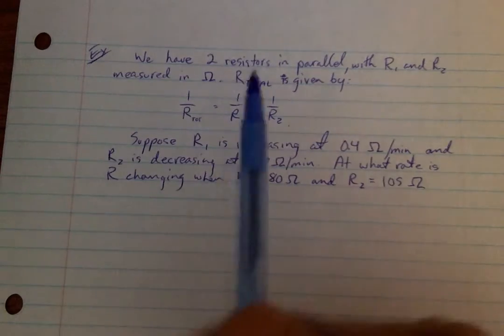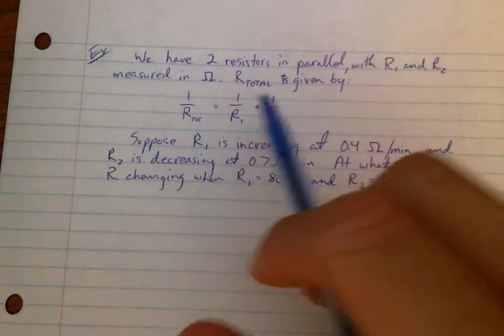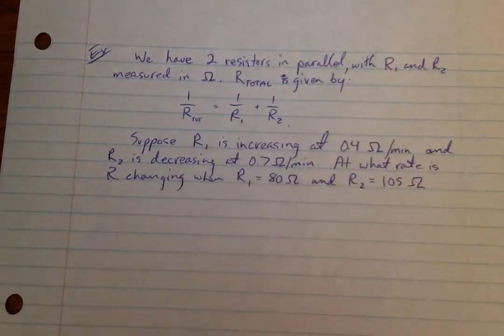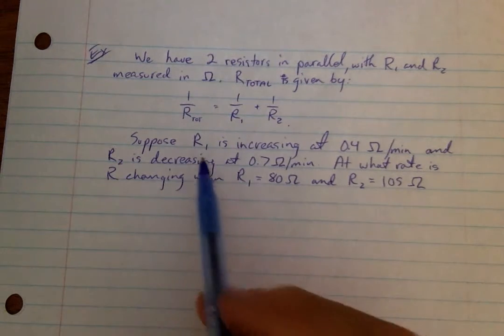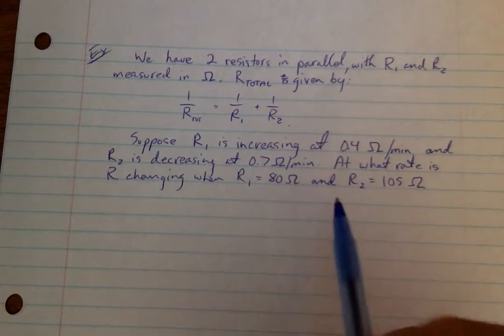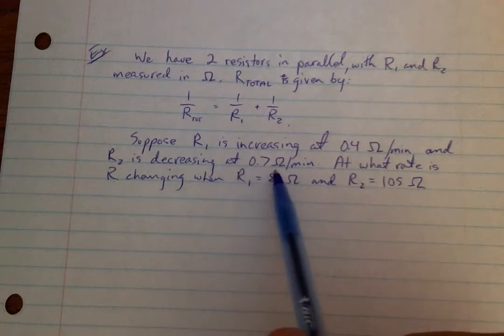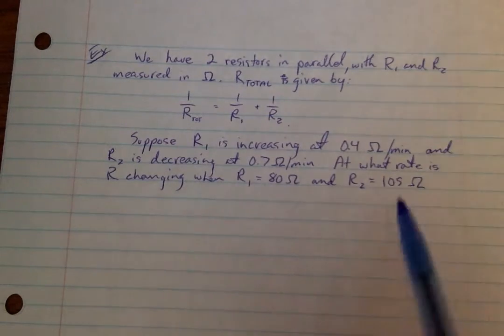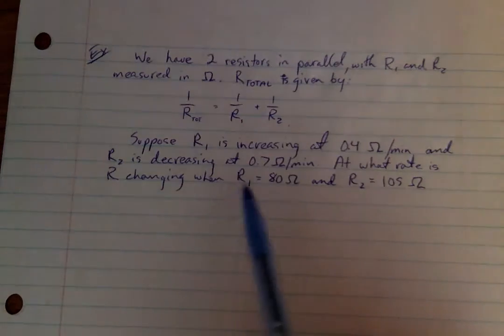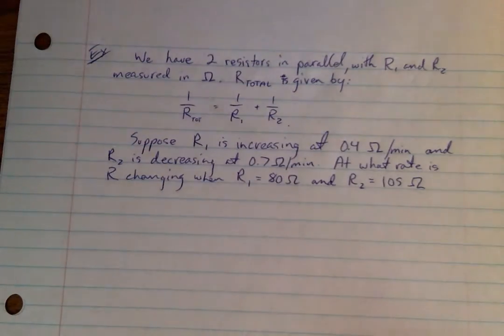So you might suppose that it would just be R total equals R1 plus R2, but it's not, it's that. Now, suppose that R1 is increasing at 0.4 ohms per minute, and R2 is decreasing at 0.7 ohms per minute. At what rate is R changing when R1 equals 80 ohms and R2 equals 105 ohms?